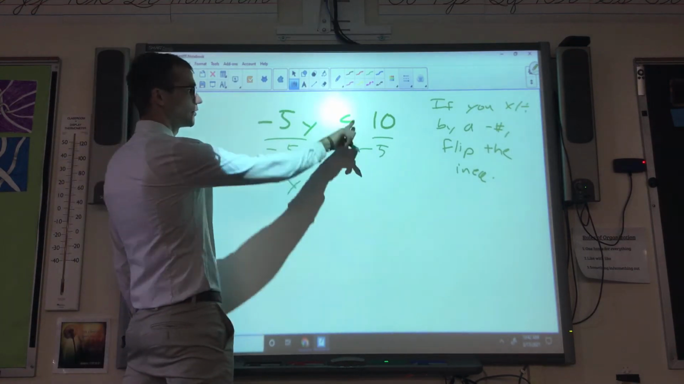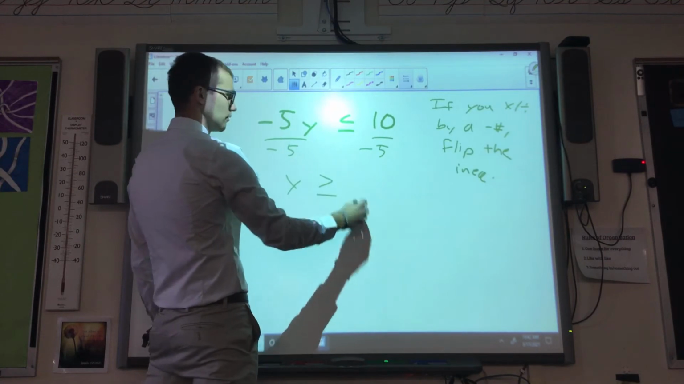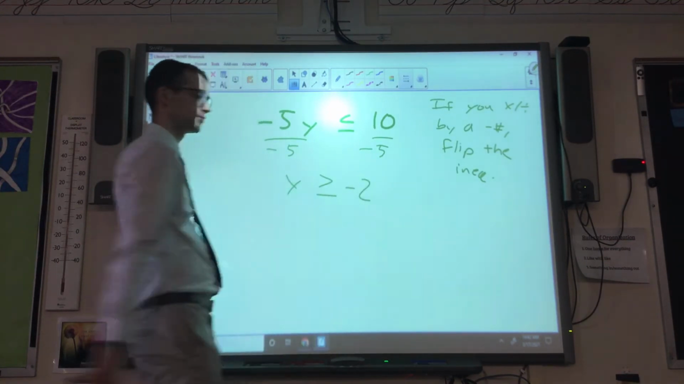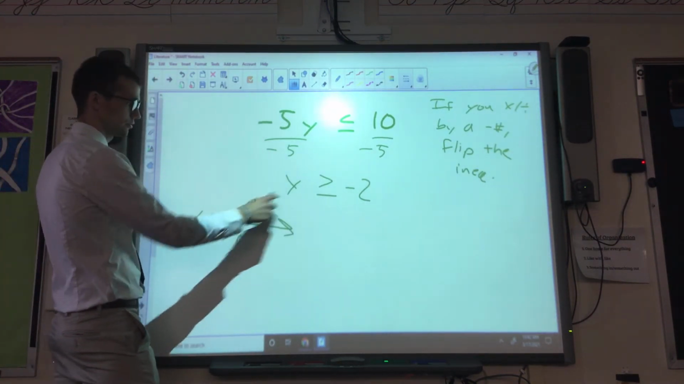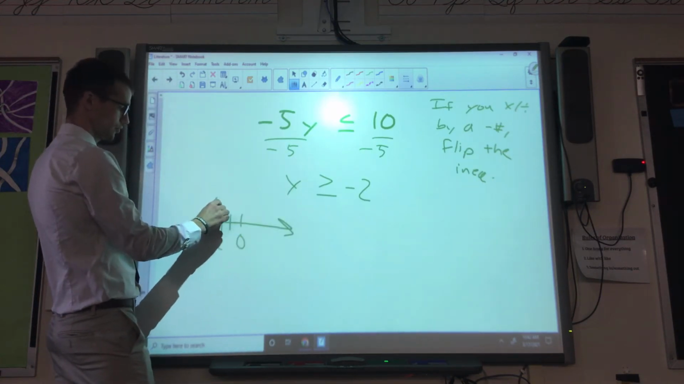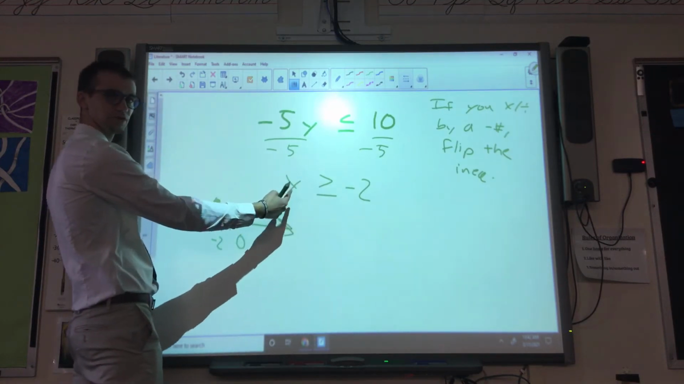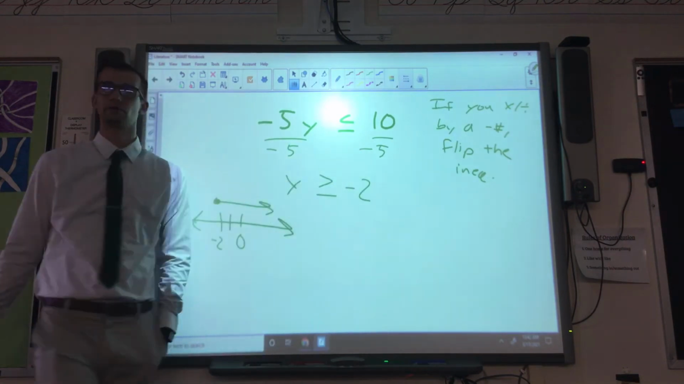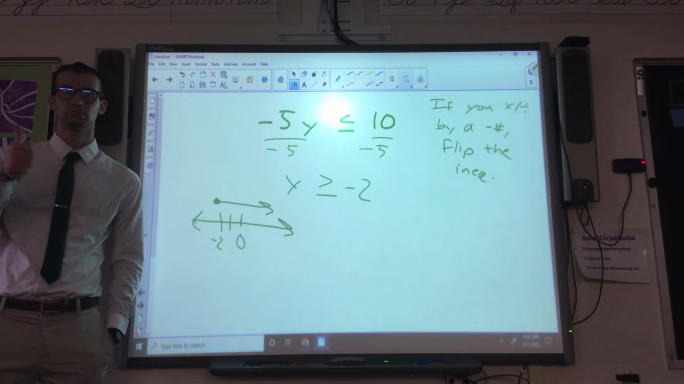So y, I'm dividing by a negative, so I have to do what with this? Flip it. And 10 divided by negative 5 is negative 2. I then draw my line. Here's 0, 1, negative 2. It is a closed circle because it's less than or equal to, and I have to make sure the variable is on the left-hand side. Because the variable is on the left-hand side, I can just follow the arrow. It goes that way. Perfect. Yes? Okay.